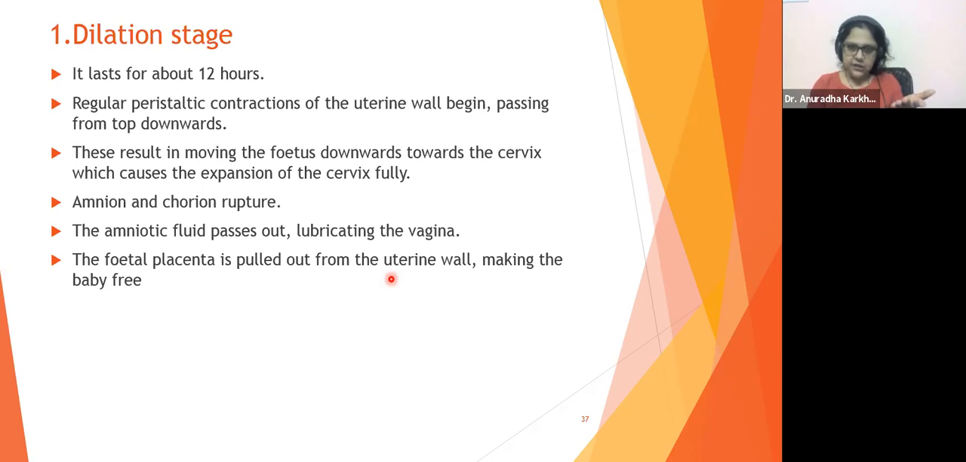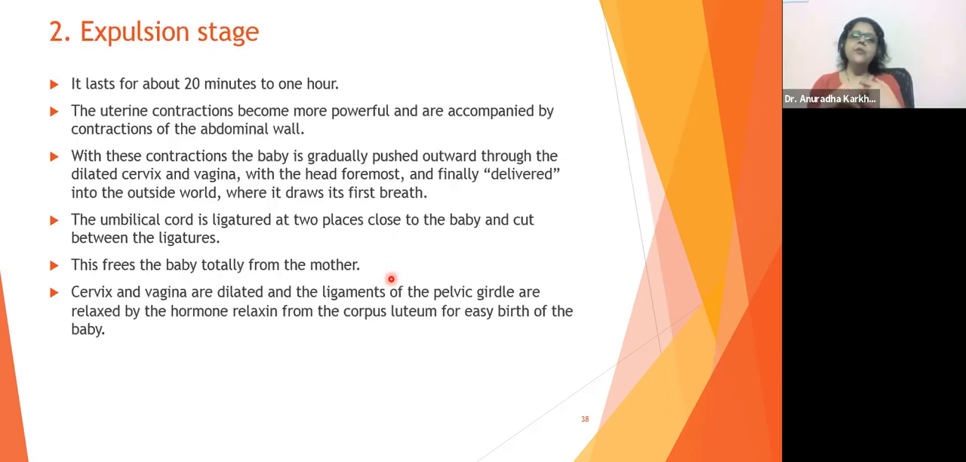Still the actual expulsion stage is there. It lasts for about 20 minutes to 1 hour. The uterine contractions become more powerful and are accompanied by contractions of the abdominal wall also. So not only the uterine wall, it's also the abdominal wall which needs to be exercised. With these contractions, the baby is gradually pushed outwards through the dilated cervix and the vagina with the head foremost, and finally delivered into the outside world where it draws its first breath.